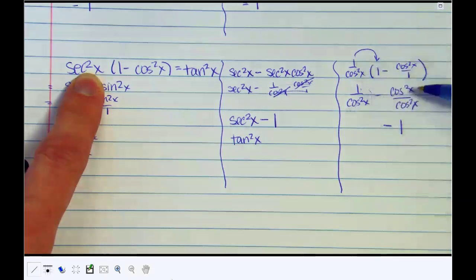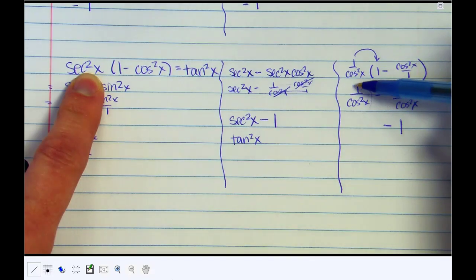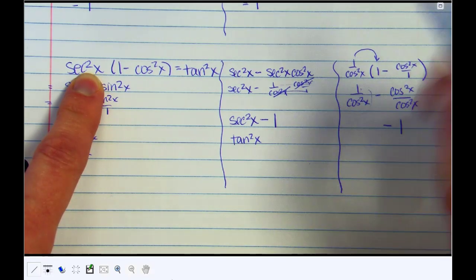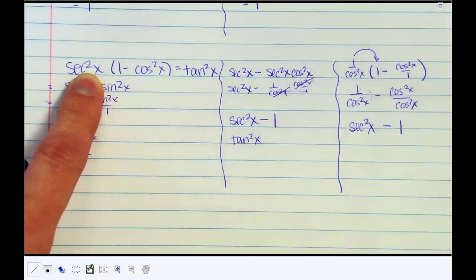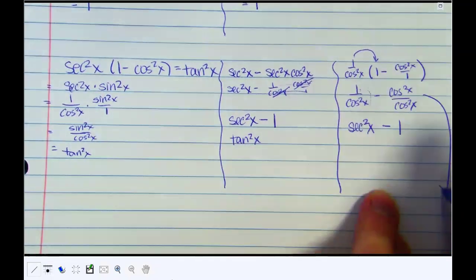Oh, there's another way to do this too. Just saw it. I'll show you that one too. This is secant squared, and then you're back here. That's equal to tangent x. Here's the fourth way to do it.